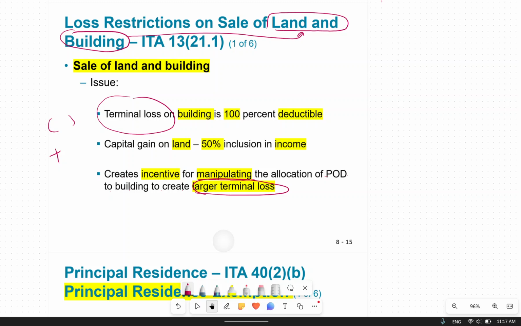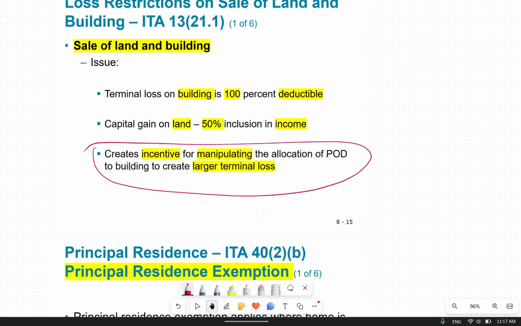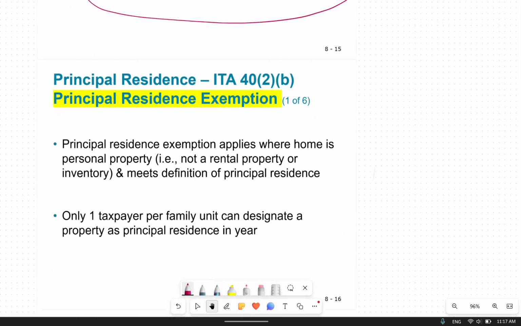If it creates an incentive, or somebody finds a loophole, they're going to do that. In order to close that loophole, the government put a restriction on these losses so that we don't do this, whether as individuals or as a company.